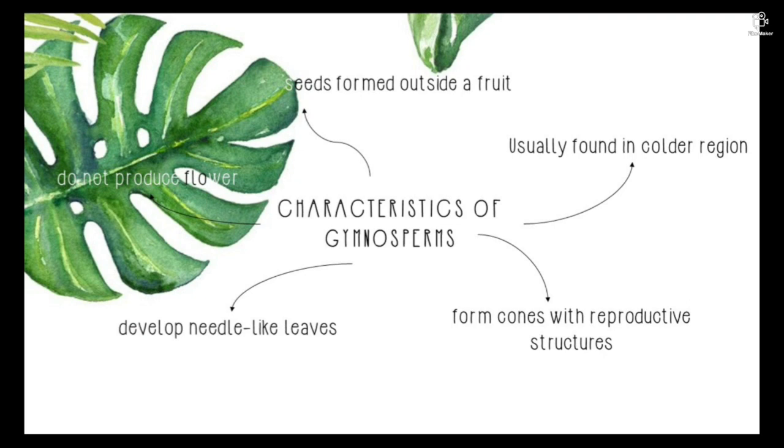So we move on to characteristics of gymnosperms. The first one is seeds from outside a fruit, usually found in colder regions. They form cones with reproductive structures. They develop needle-like leaves, and they also do not produce flowers.